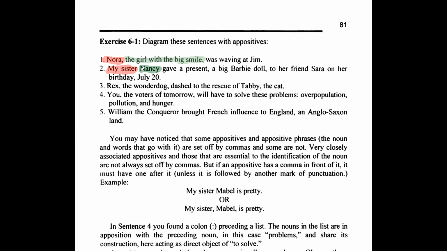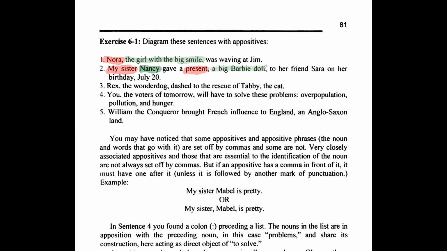Oh, actually, let's go back to 2. It says, my sister Nancy gave a present. That's another noun, right? Present. What's another way of saying that noun? A big Barbie doll. So we have a second appositive. That's fine. Anywhere you have a noun, right, you can put in an appositive. Now here, gave a present. So present is a direct object. That means a Barbie doll is going to go in the same place next to present in parentheses.